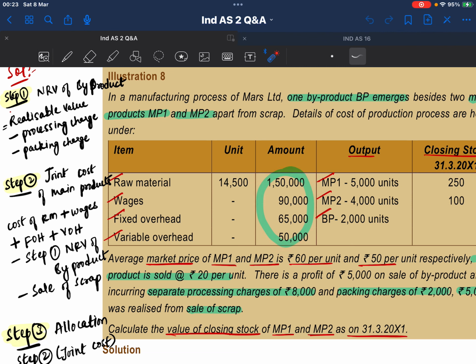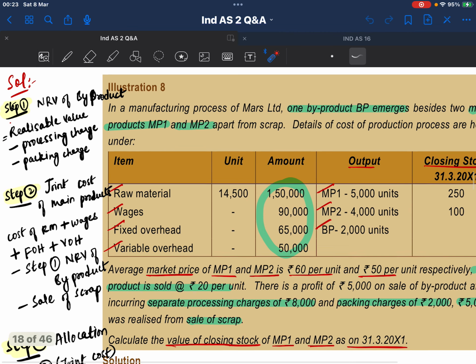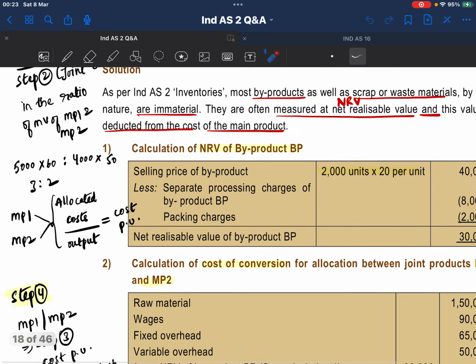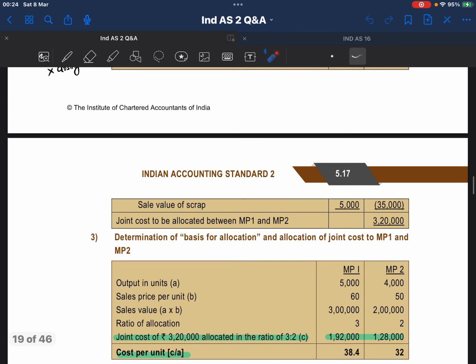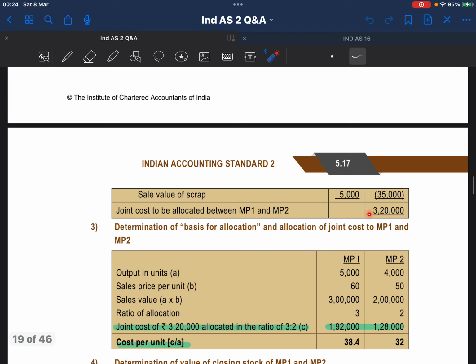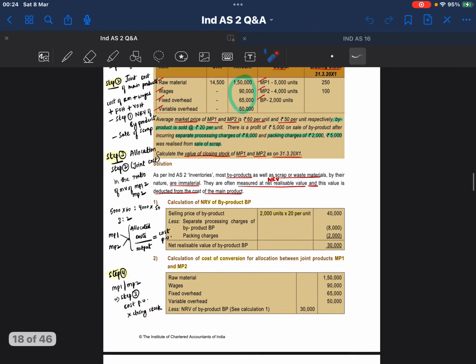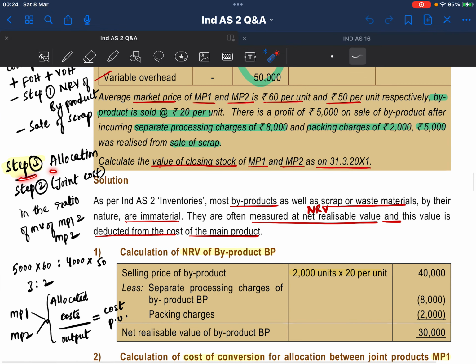Step 2, which is the total of 1,50,000, 90,000, 65,000 and 50,000. From this amount, the amount calculated in step 1, the NRV of the byproduct, will be deducted. It is seen here: 1,50,000, 90, 65, 50 deducted by 40 minus 8, that is 30. And the sale of scrap value shall also be deducted, and it gives us 3,20,000, which has to be allocated between MP1 and MP2. Coming to step 3.